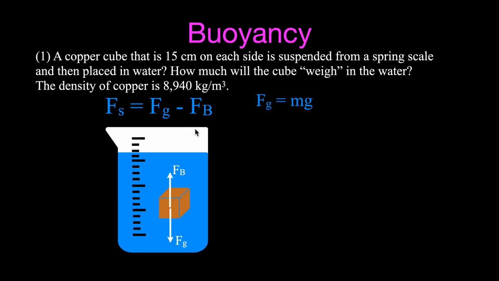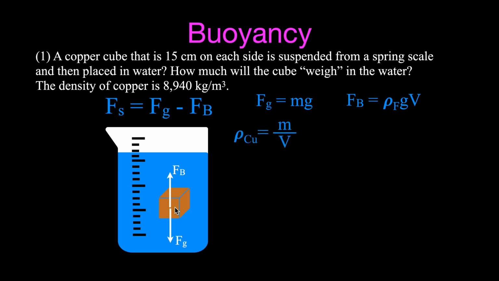We can get the weight from Newton's second law, Fg equals mg, and we can get the buoyant force from this equation: the density of the fluid, which is water in this case, times the acceleration due to gravity times the volume of the object, or the volume of the water displaced, because they're the same, will give us the buoyant force.